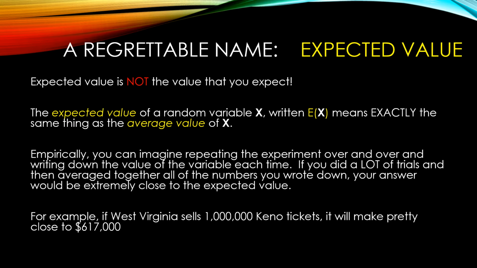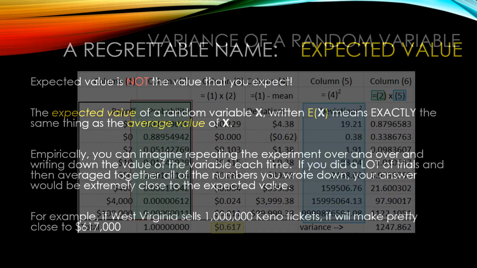Average them all together. The more that you average together, the closer and closer you will be to the expected value. So if they sell 1,000,000 tickets, then on average I'll make 61.7 cents on each of those 1,000,000 tickets, which means my total money for West Virginia is going to be pretty close to $617,000. It won't be exactly that because of randomness, but it'll be close.